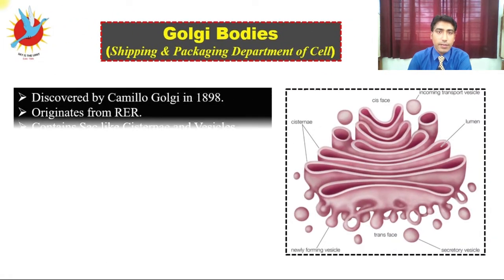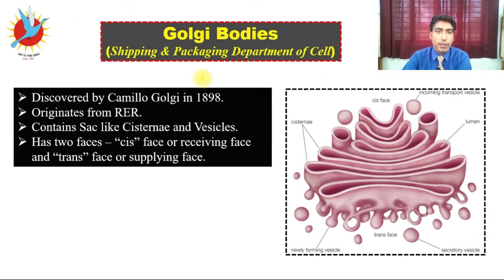Our next cell organelle is the Golgi bodies. Golgi bodies, or Golgi apparatus, are known as the shipping and packaging department of the cell. So these are the shipping and packaging department. Golgi bodies were first discovered by Camillo Golgi in 1898. They originate from rough endoplasmic reticulum, so the formation of the Golgi apparatus is a function of rough endoplasmic reticulum. It contains sac-like cisternae and vesicles. It has two phases: the cis phase, which is known as the receiving phase, and the trans phase, which is known as the supplying phase.